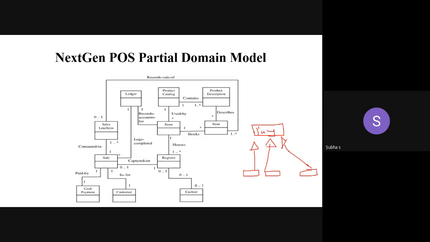So assume that the first one at the top is the payment class. This payment can be made either through what? Cash or a debit card, net banking, anything. So you can specify particular classes. Wherever possible, you can mention the specialization. So these are the specializations, but this is the generalized class. Payment is the generalized class. You can subdivide into these three classes. For that, you have to mention it as a solid line with the triangle. Like that you can mention.